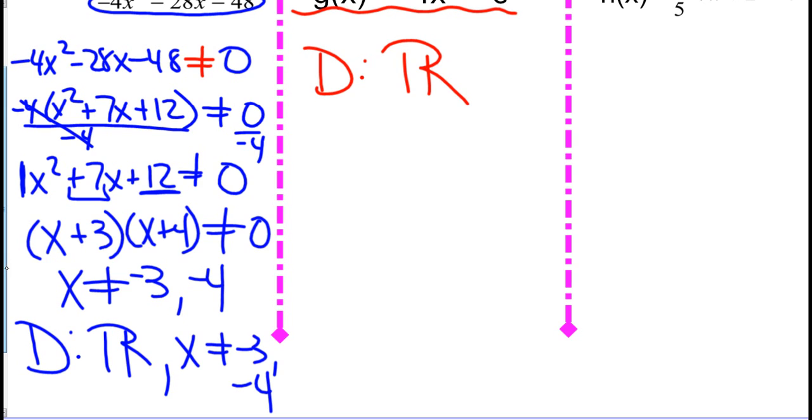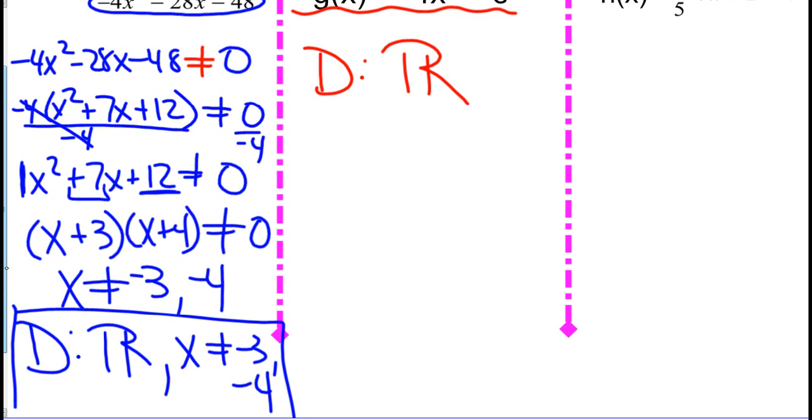Again, I'm not worried about set builder notation. I'm not worried about interval notation. I'm worried about whether you understand that I'm allowed to plug any number I want in there except the negative 3 and the negative 4. And this right here shows me that you actually know that that's what that means.